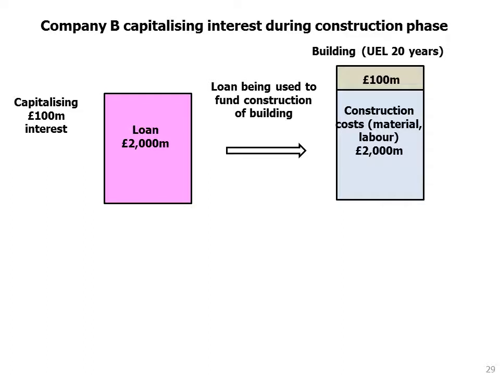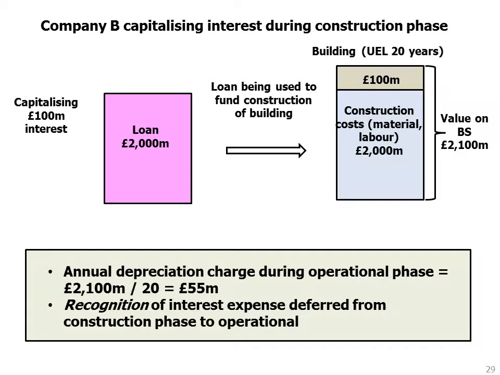And that means that the value of the building on the balance sheet will not be 2,000, but it will be 2,100 million. That extra 100 million from the capitalisation of interest, increasing the book value of the building. So the value on the balance sheet, 2,100. And the annual depreciation charge will now be 2,100 divided by 20, which is 55 million pounds. So what has happened is that recognition of the interest expense has been deferred from the construction phase to the operational phase. And that's what many of these accounting policies do.